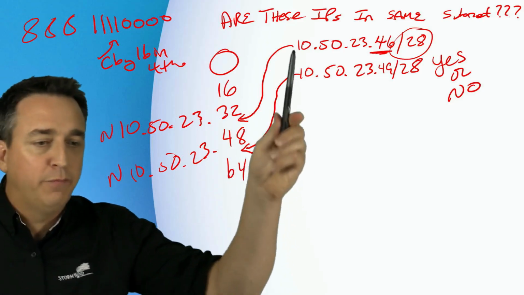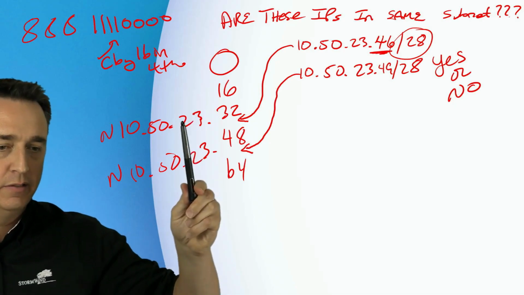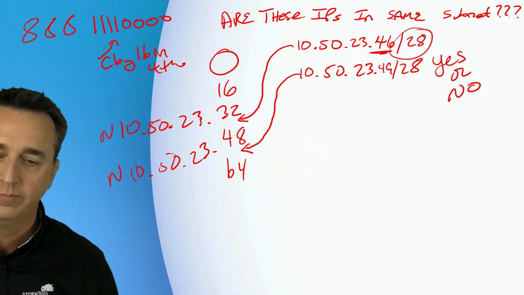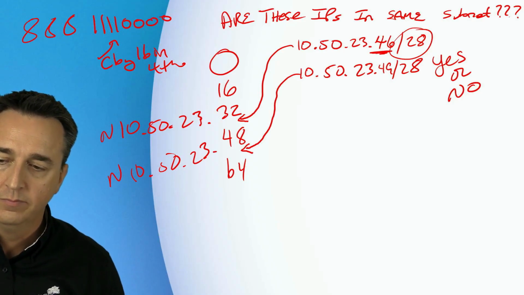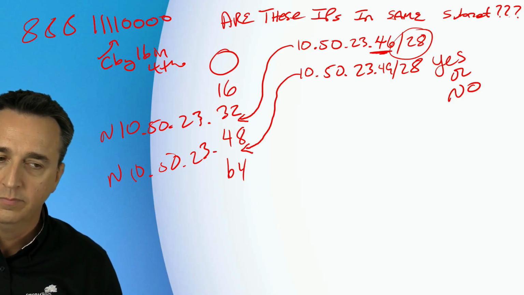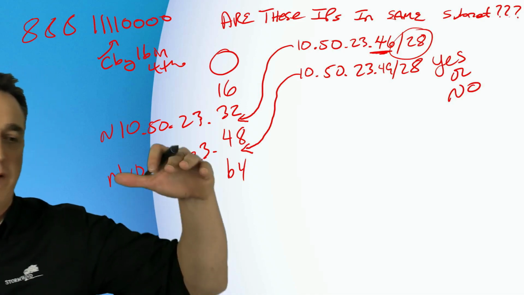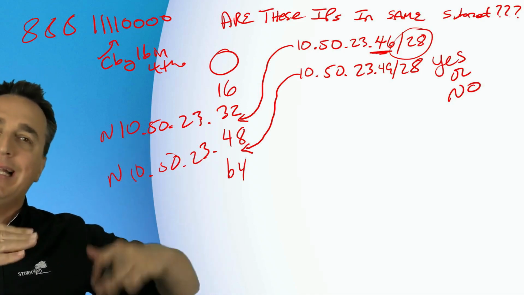The network ID for this address is this. The network ID for that network is that. But you wouldn't know 100% unless you could figure out where each network ID was, right?